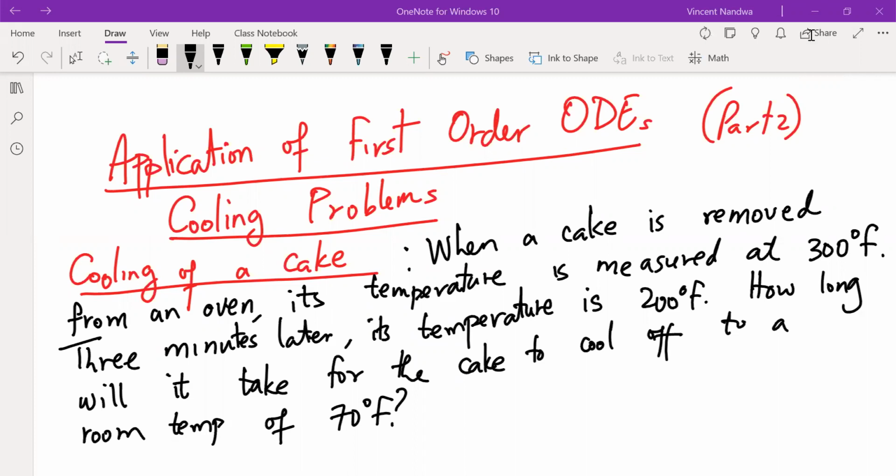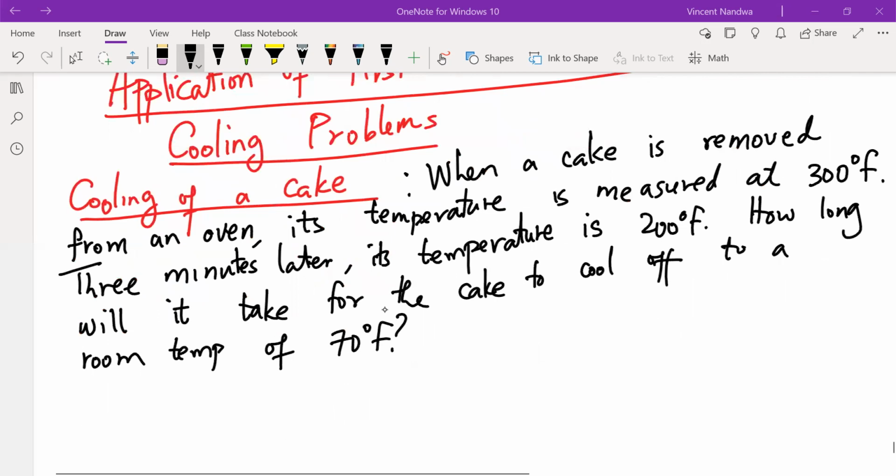Welcome. In this case, we have a problem on cooling of a cake, another application of cooling problems. When a cake is removed from an oven, its temperature is measured at 300 degrees Fahrenheit. 3 minutes later, its temperature is 200 degrees Fahrenheit. How long will it take for the cake to cool off to a room temperature of 70 degrees Fahrenheit? So this is an application of the Newton's law of cooling model.